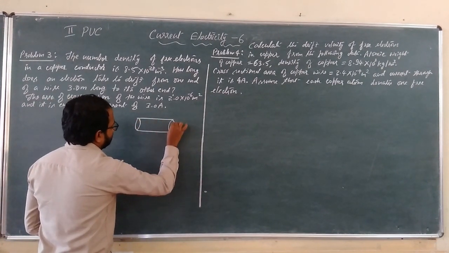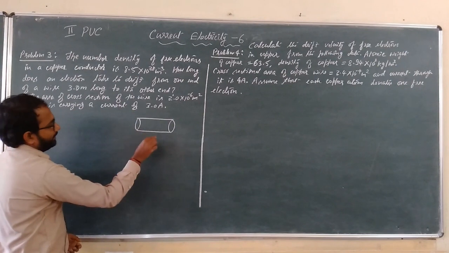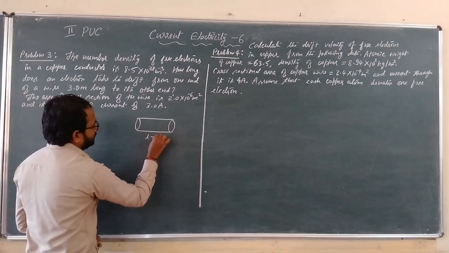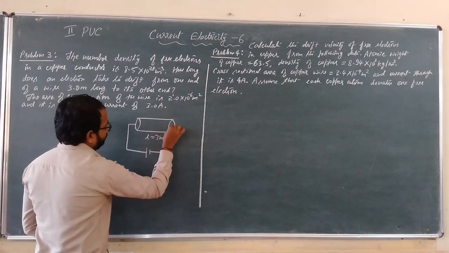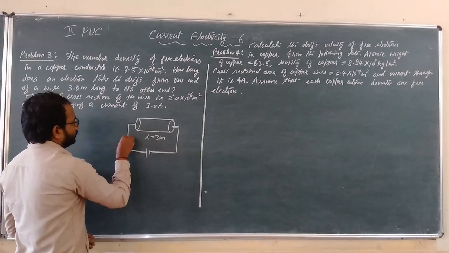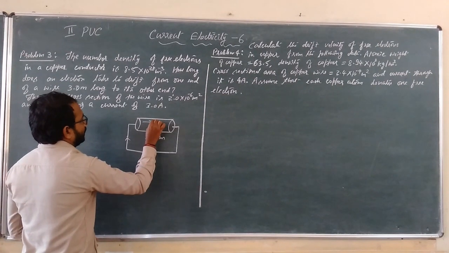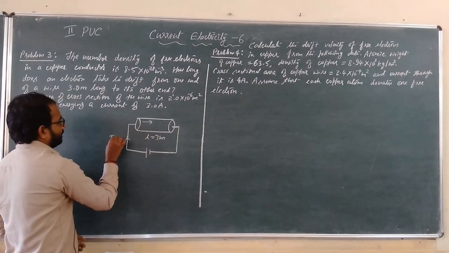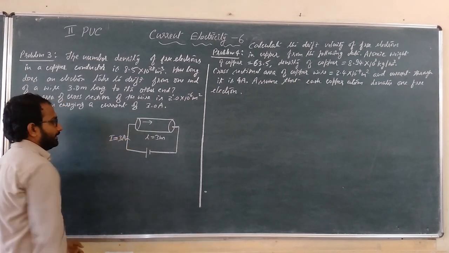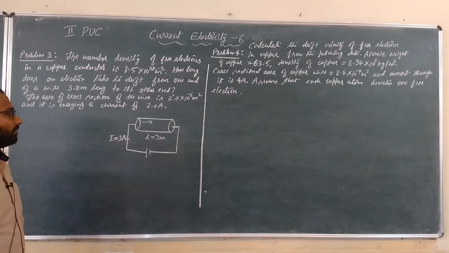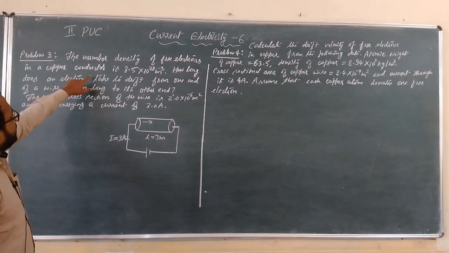The length is given, it is 3 meter. So the length of the wire is 3 meter, and it is connected to a battery. The current flowing through the copper wire is 3 ampere, not meter, it's ampere. Okay, right. So what is the number density?